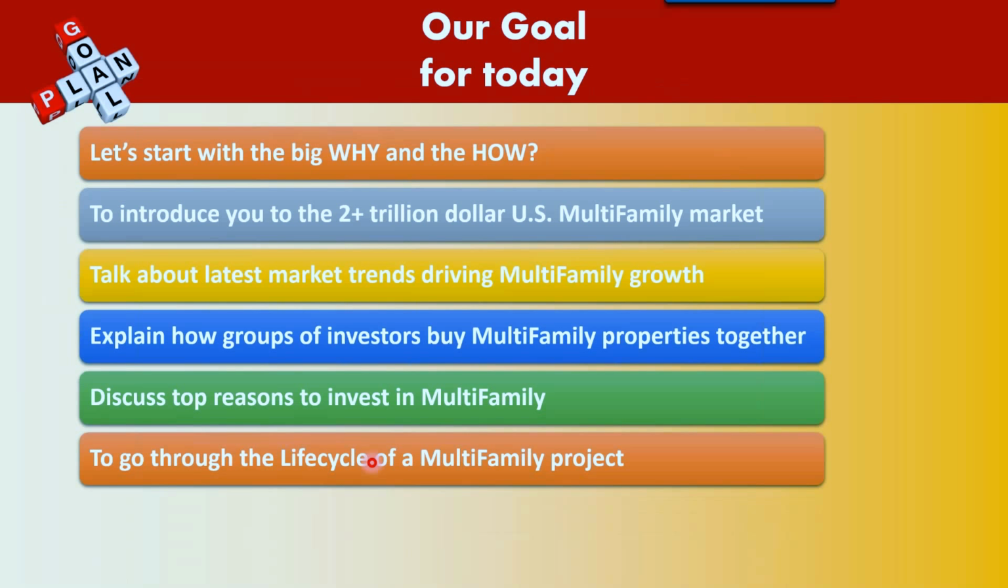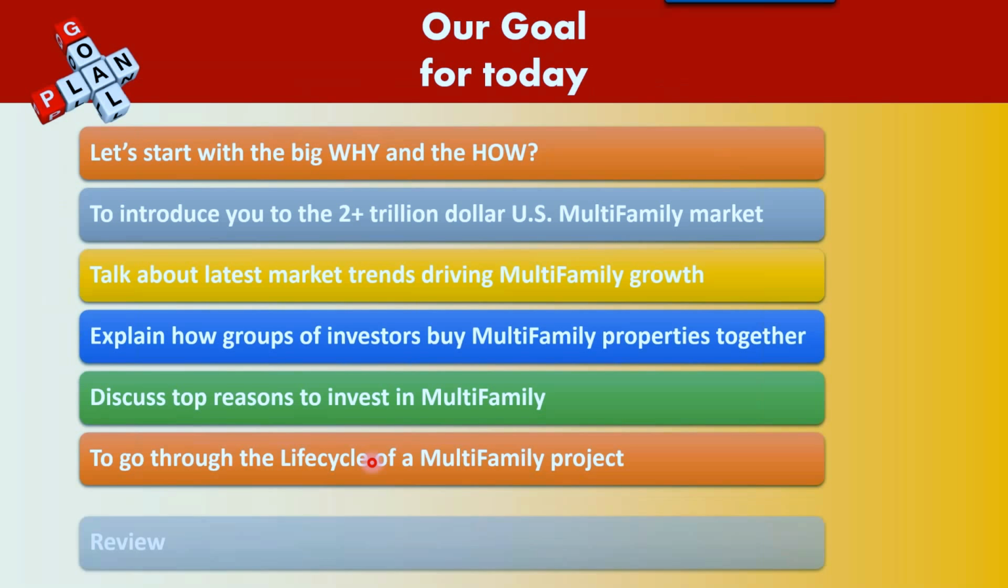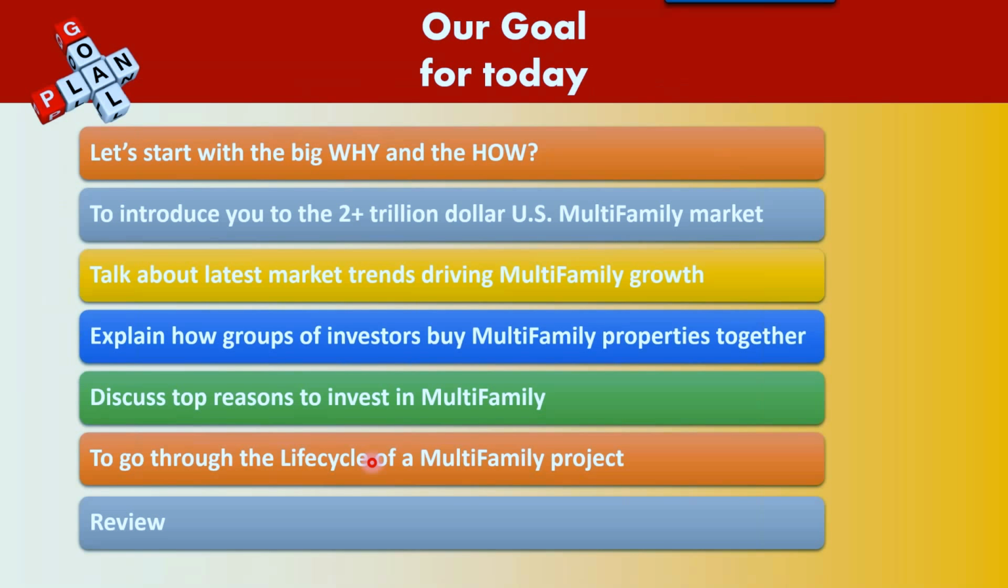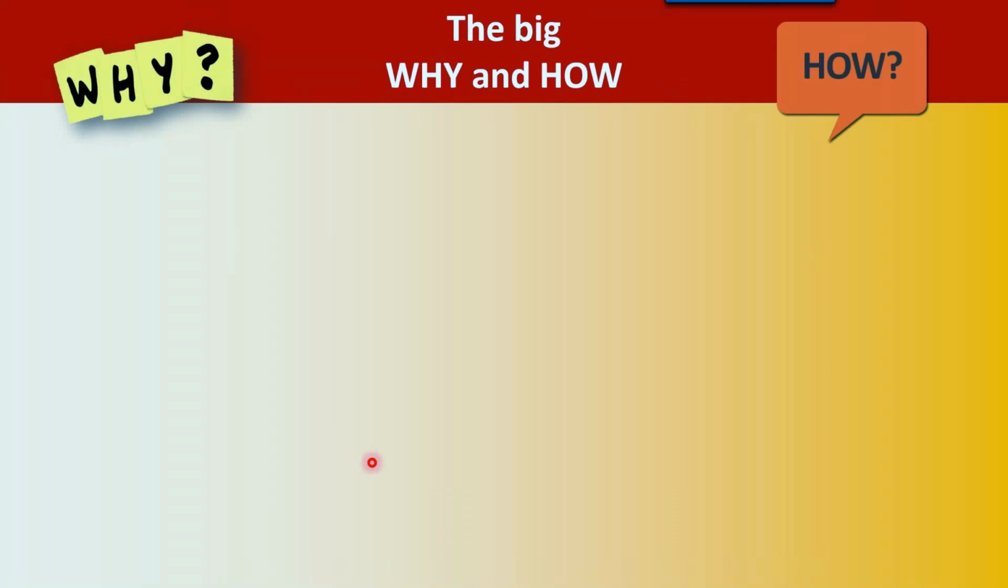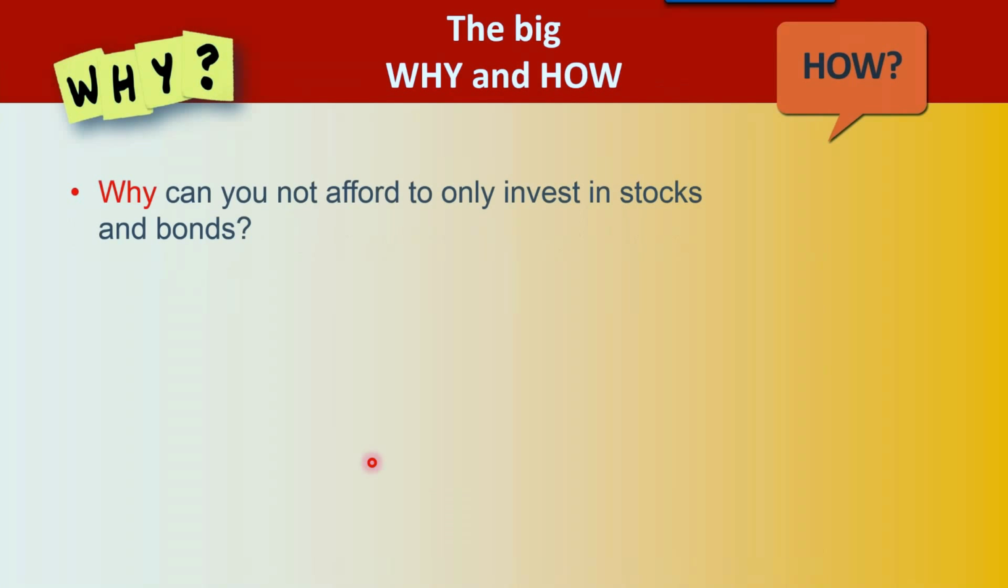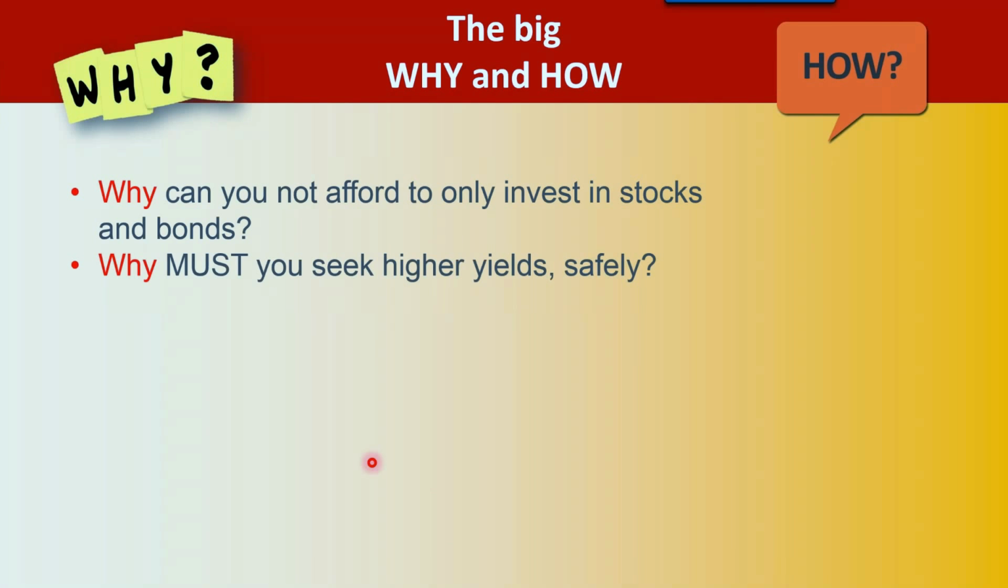And we're going to go through the life cycle of a multifamily project, and I'm going to do this very quickly because we have limited time, but I hope to get through the entire life cycle with you. So let's start with the big why and the how. And the big why is really, why can you not afford to only invest in stocks and bonds? So we're going to go through for the next 5 minutes or so why you need to diversify beyond stocks and bonds, and also why you must seek higher yields, though you have to do it safely. It's extremely important to understand why higher yields are necessary.